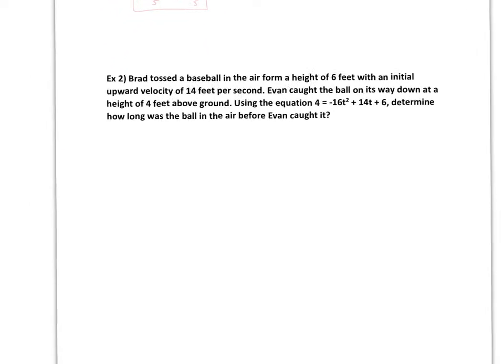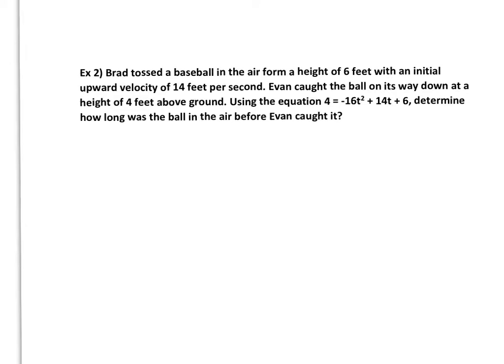All right, and the last one we're going to look at today. Brad tossed a baseball in the air from a height of 6 feet with an initial upward velocity of 14 feet per second. Evan caught the ball on its way down at a height of 4 feet above ground. Using the equation, 4 equals negative 16t squared plus 14t plus 6, determine how long the ball was in the air before Evan caught it.